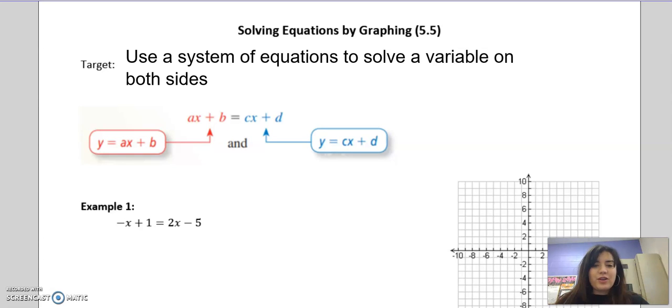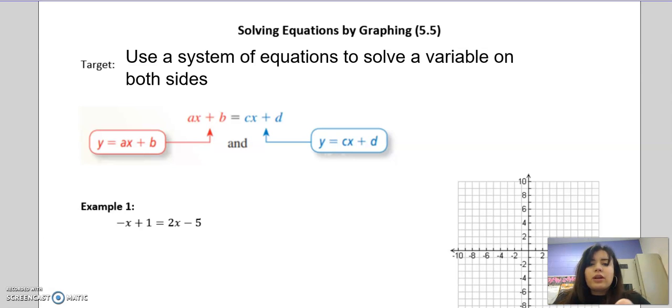Hi everyone, so we are on to 5.5. This one shouldn't be too difficult. Our main skill we're going to use is our graphing, and we're going to get into absolute value for our second example. But our target is just to use a system of equations to solve a variable on both sides. So that's when we have some ax plus b on the left and some cx plus d on the right.